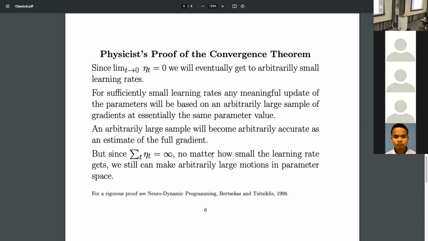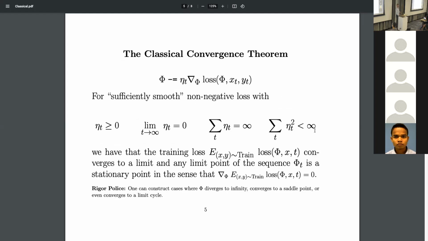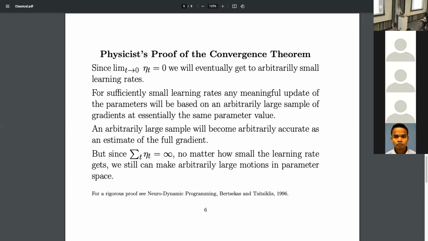And now in that argument, I never used this condition. And I'm not really convinced that condition is necessary, but it's based on my physicist's argument. I forget exactly. So there's a reference here to the actual proof. You can find it in Neuro-Dynamic Programming, Bertsekas and Tsitsiklis, and I forget exactly what smoothness. Probably second order. You want second order smoothness. So second order Lipschitz.